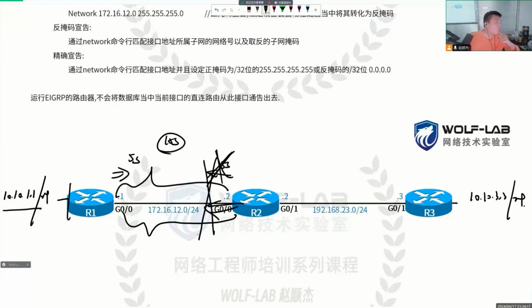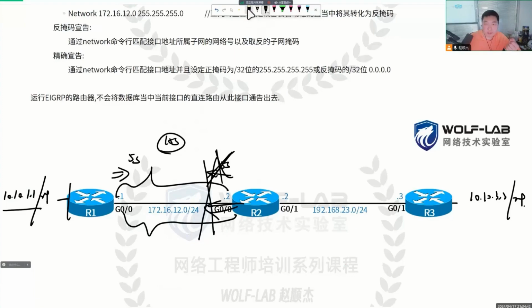What is our hello packet called? Send a hello packet every 5 seconds. Then, after more than 15 seconds, if no hello packet is received, it is assumed that the neighbor is down. After the neighbor is down, we disconnect the neighbor relationship. Then we check again whether this route is reachable, whether the route can be used.